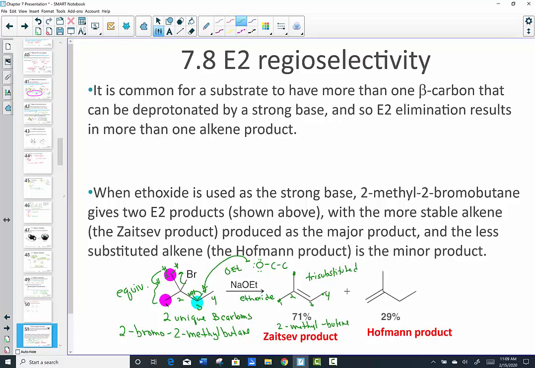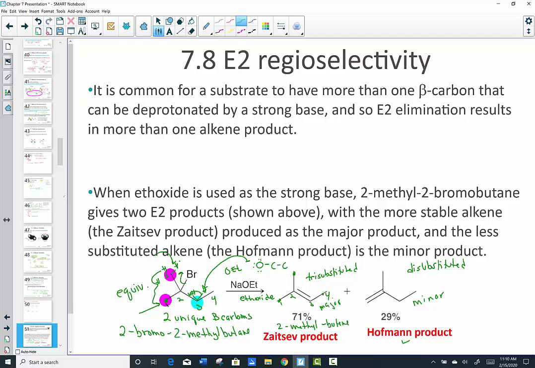Tri-substituted is the Zaitsev product, more substitutions. But also, had we abstracted a beta proton from carbon number 1 right here, if we take it off the very beginning carbon, you would form what's called a di-substituted alkene. And that would be of less substitution, less stable. That's known as the Hofmann product, least substituted. So in this particular example, the minor product is Hofmann and the major product is Zaitsev.